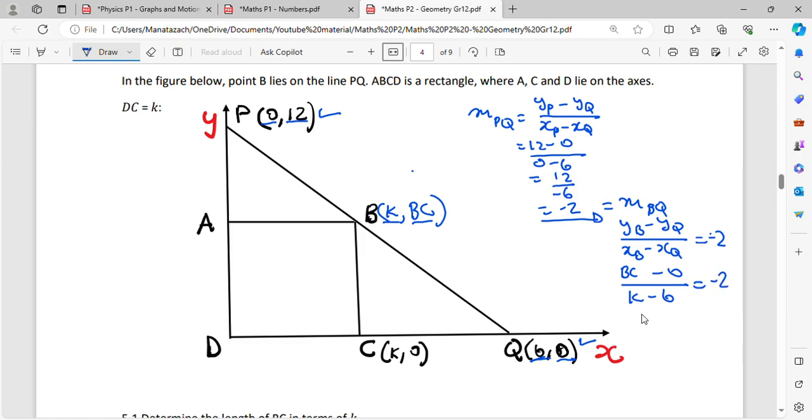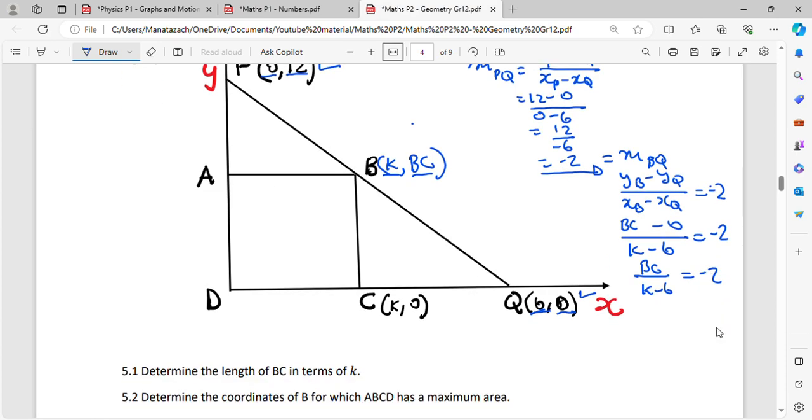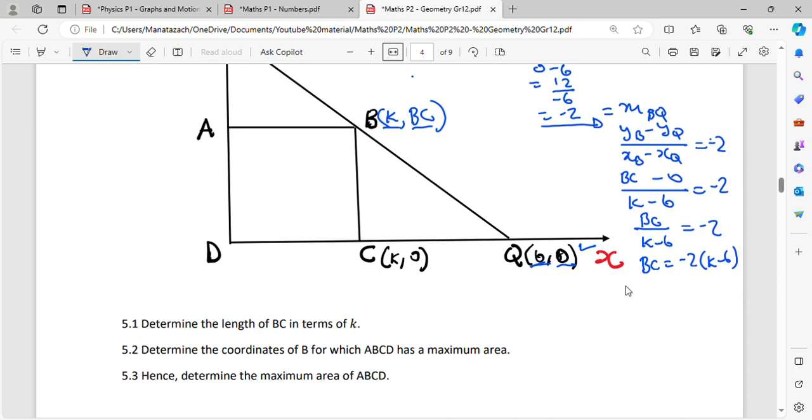So this simplifies as BC divided by K minus 6 will be equal to minus 2. So meaning BC will be equal to minus 2 multiplied by K minus 6. We can further simplify this as BC is equal to minus 2K plus 12. So this is the answer for question 1.